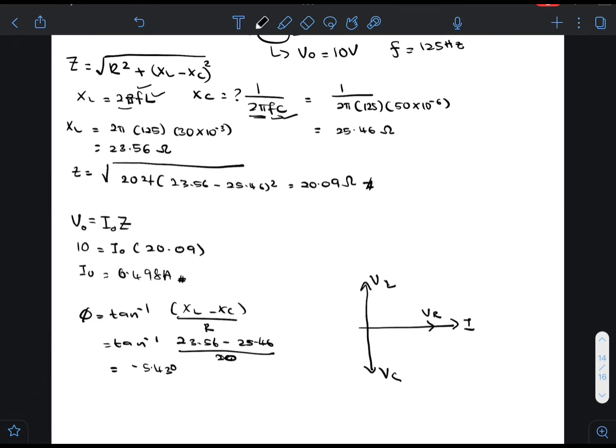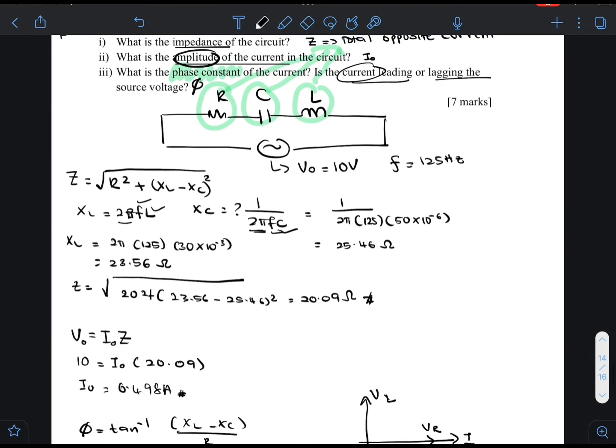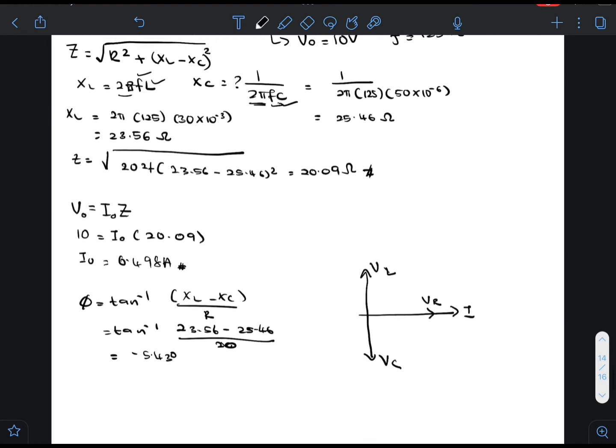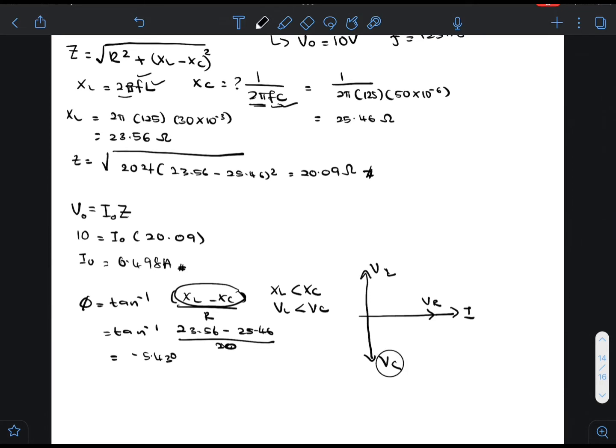So to know the resultant V, iaitu V net kita, is either the current is leading ataupun lagging the source V, kita tengok berdasarkan nilai XL dan juga XC yang kita ada. Based on this one, your XL is less than your XC. Since your XL is less than your XC, maka VL kita pun akan kurang daripada VC. Okay, which means nilai VC ini lagi besar.